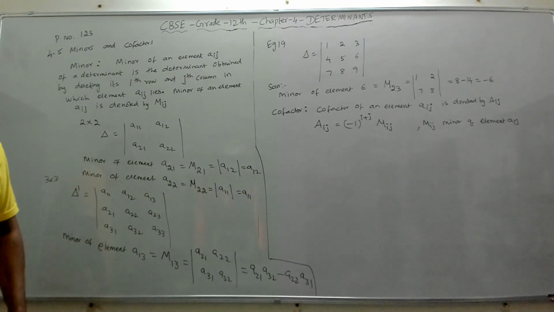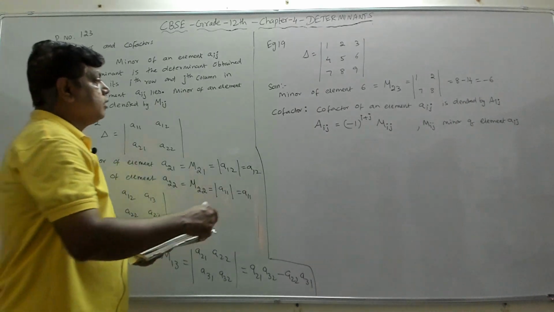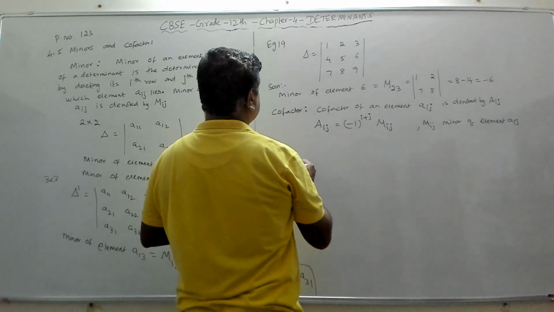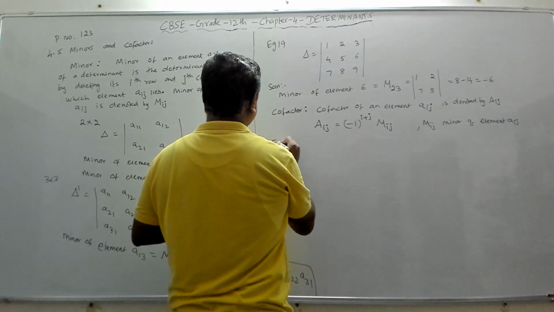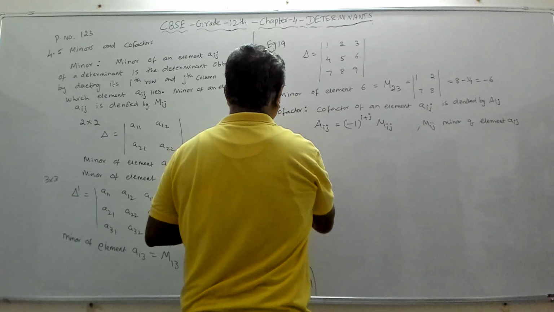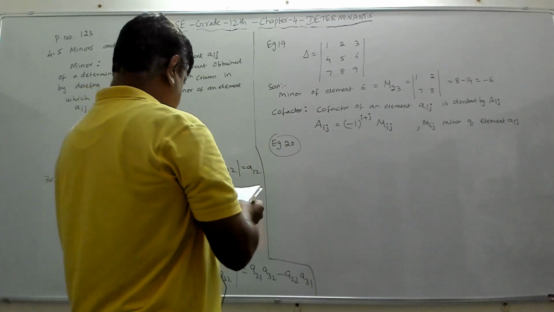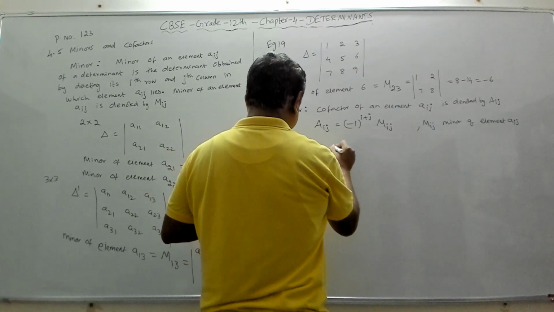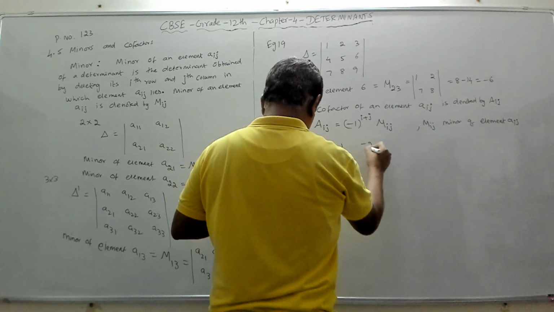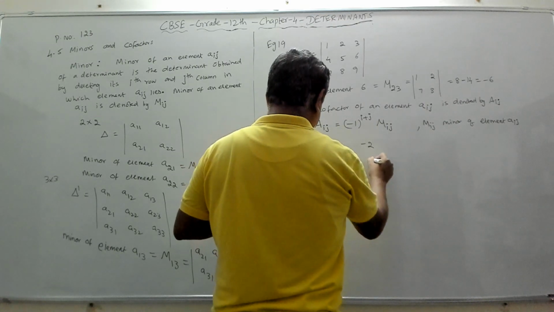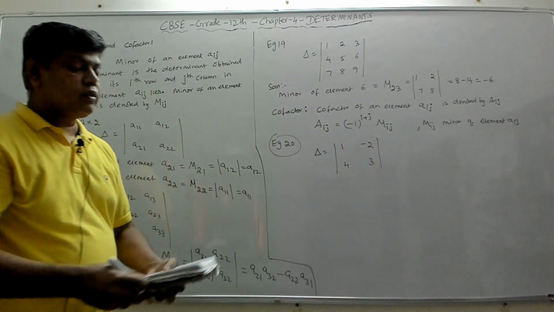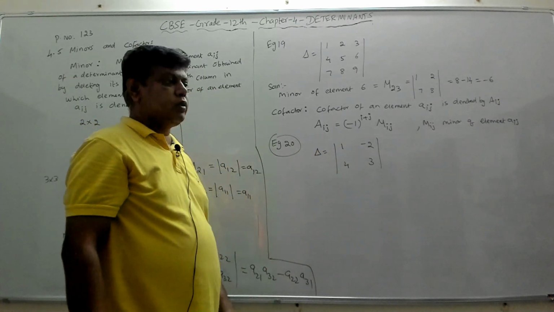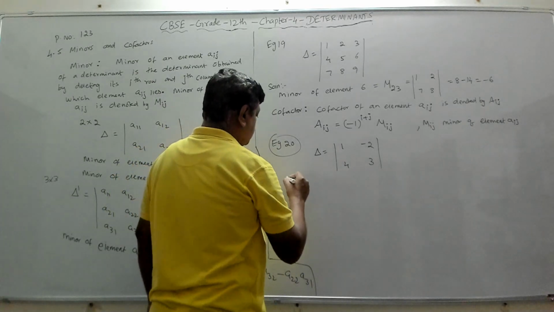Fine. So we will do example 20, so that you will understand the cofactor. Example 20: find the minors and cofactors of all the elements of the determinant. Suppose delta is given as 1, minus 2, 4 and 3. For all these elements, we have to find the minors and the cofactors. So we'll first find the minor of all these elements.